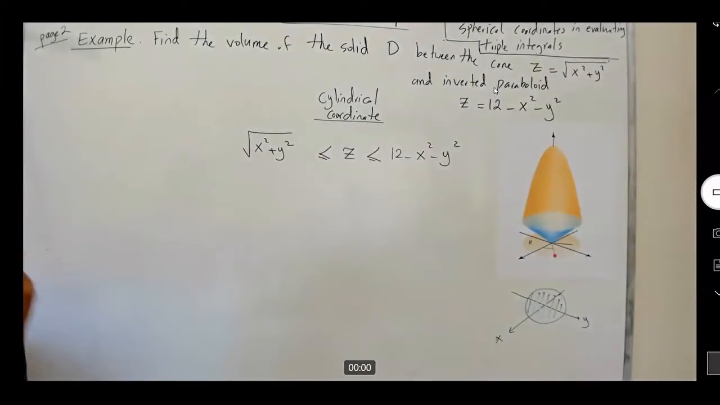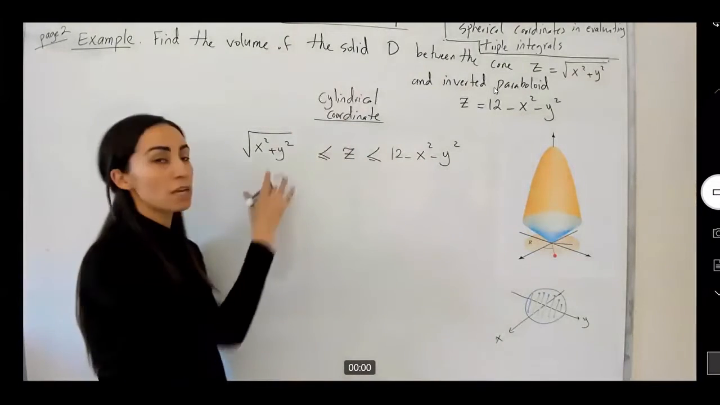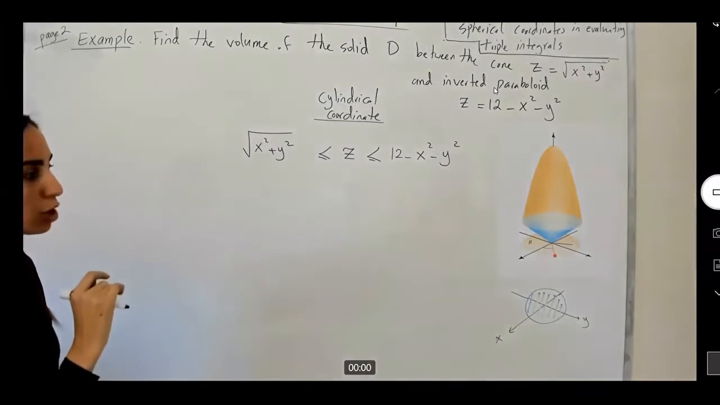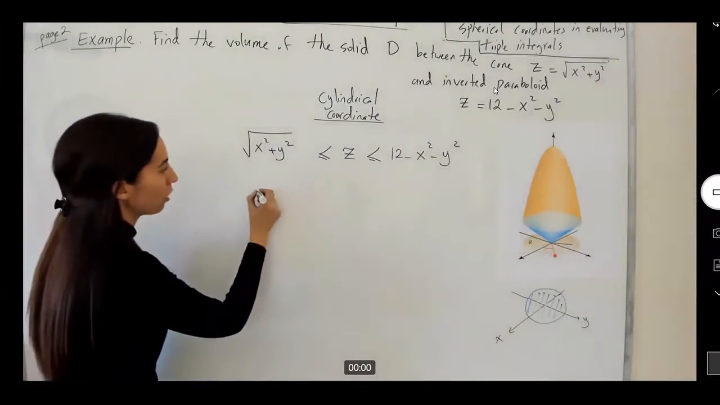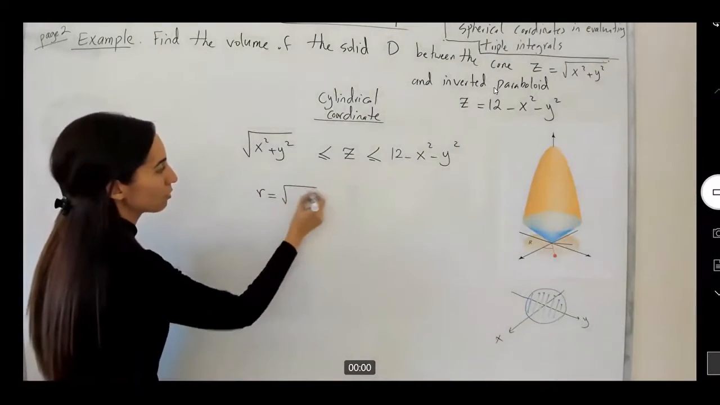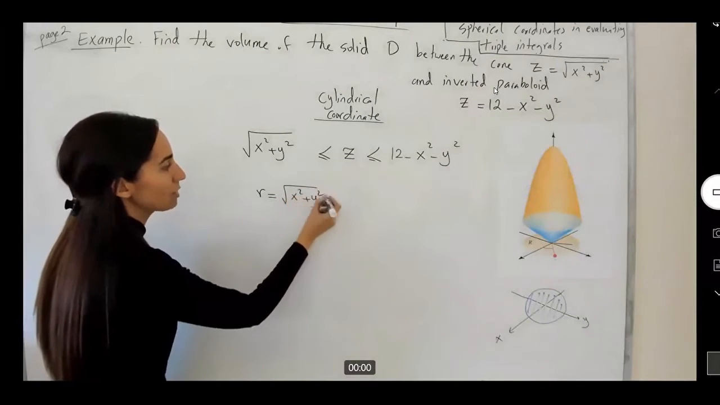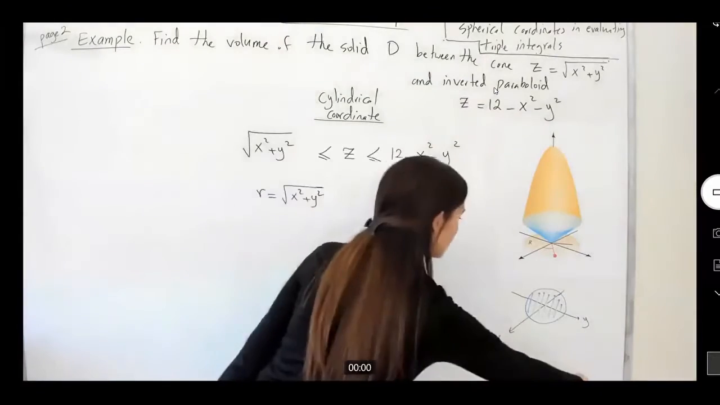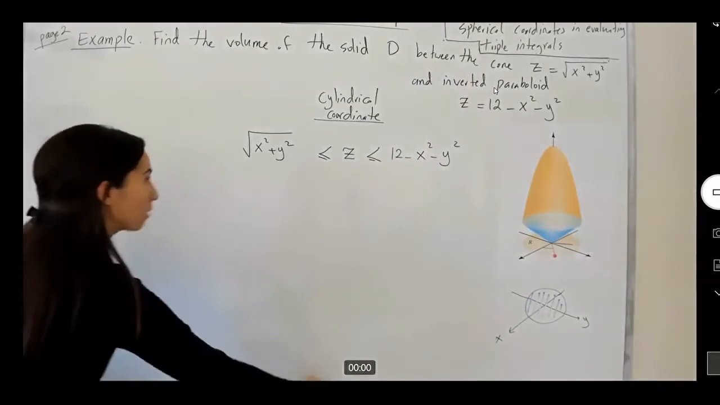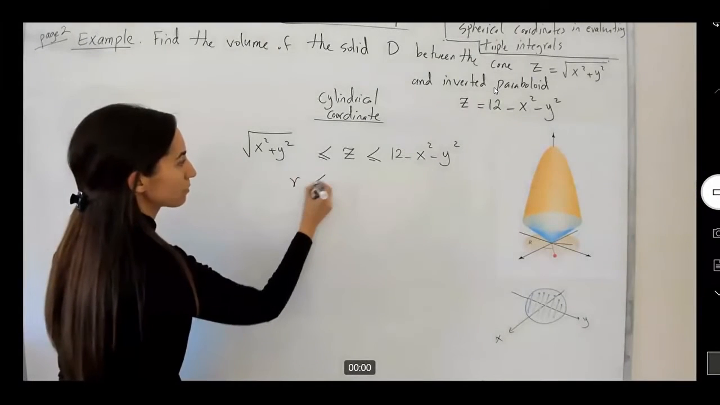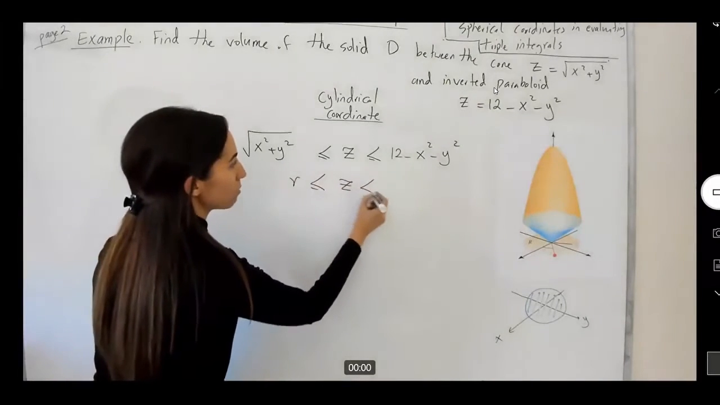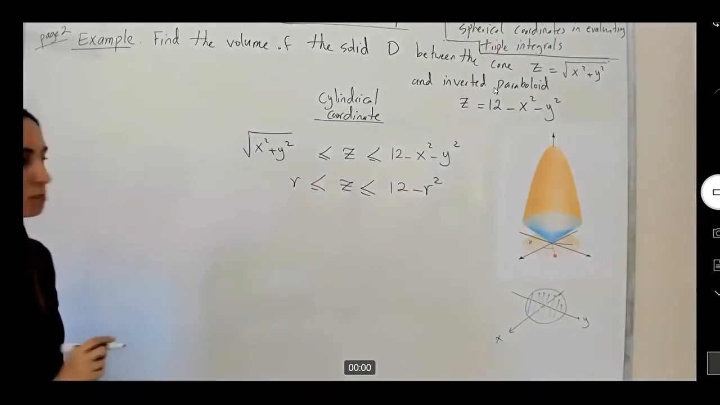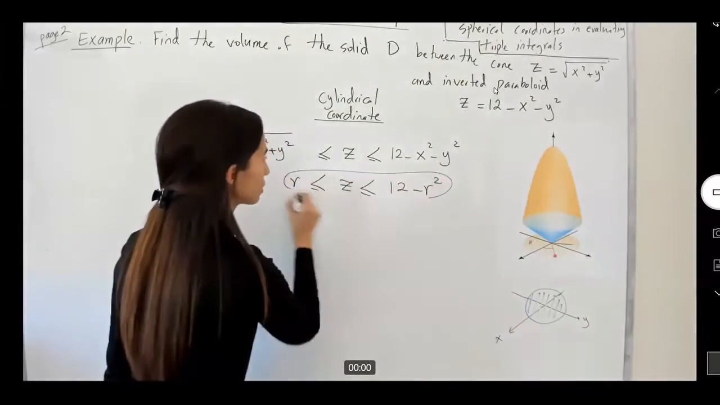There you go. Since you're using cylindrical coordinates, our goal is to get rid of x and y. At the same time, you know that r is equal to square root of x squared plus y squared. All right. So on the left-hand side, your z is bounded by r, and on the right-hand side, it's bounded by 12 minus r squared. This is your z, the boundaries for your z.